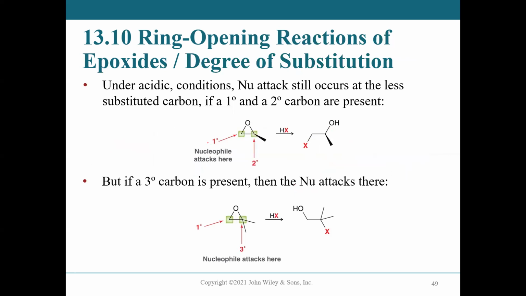So under acidic conditions, the nucleophile still attacks at the less substituted carbon if a primary and a secondary carbon are present. But things change if a tertiary carbon is present, then the nucleophile will attack at the tertiary position. The reason for that will be on the next slide.